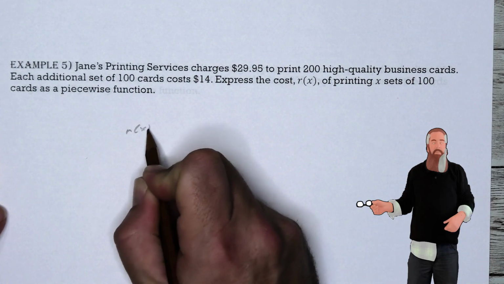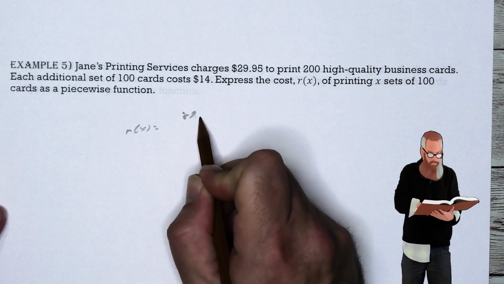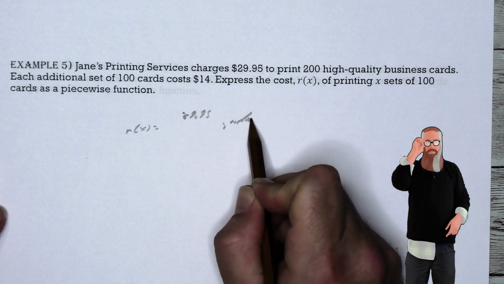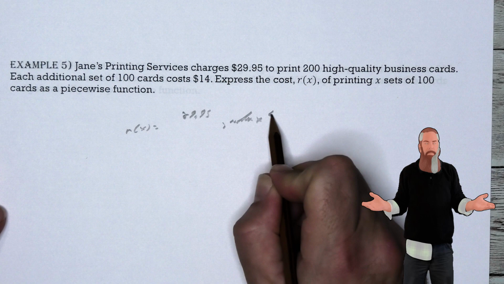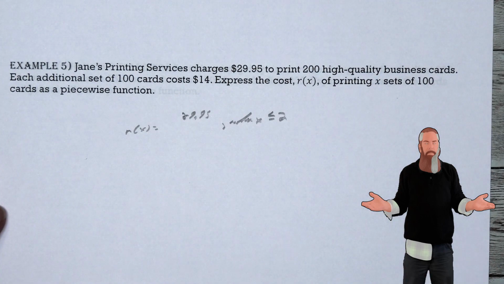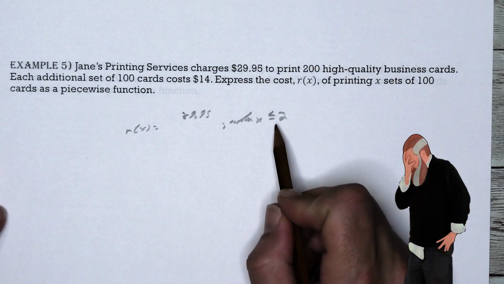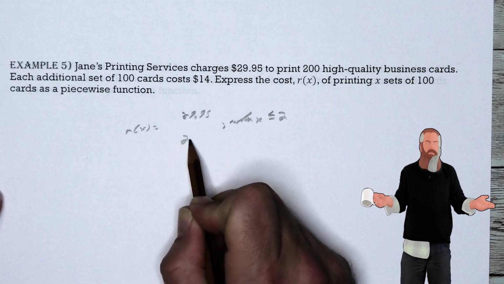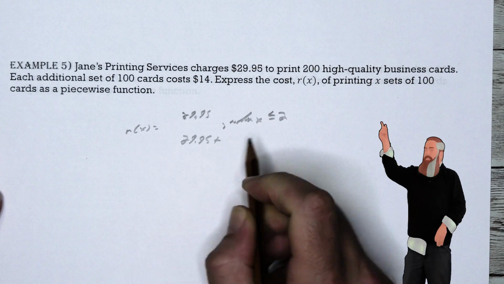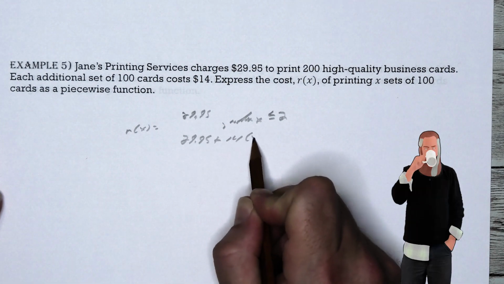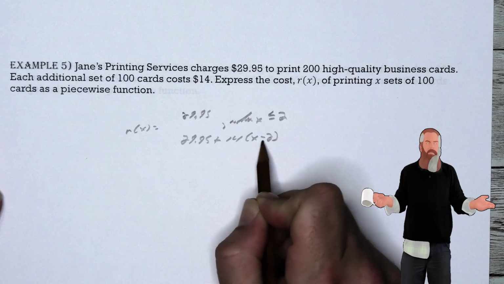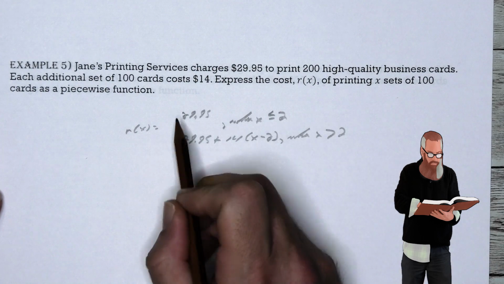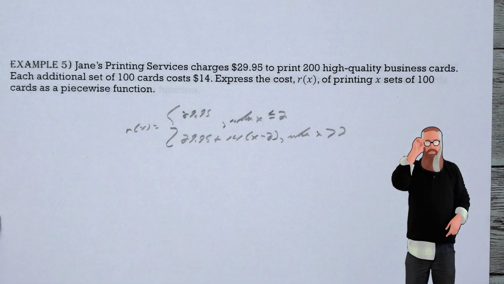So R of x would be equal to $29.95 since it's this way for the first 2, when x is less than or equal to 2. Now, if you wanted to get 150 cards, you're still going to pay for that full 2. Then, if you wanted more than 2 sets, you would pay $29.95 plus $14 for each set x minus the original 2. And this is going to happen whenever x is greater than 2. And now we have our piecewise function.